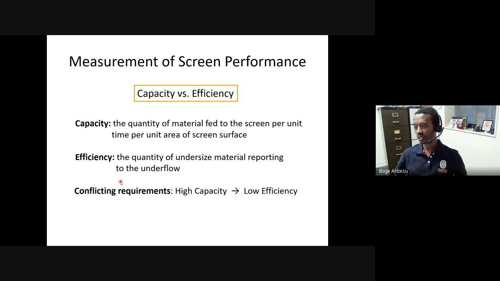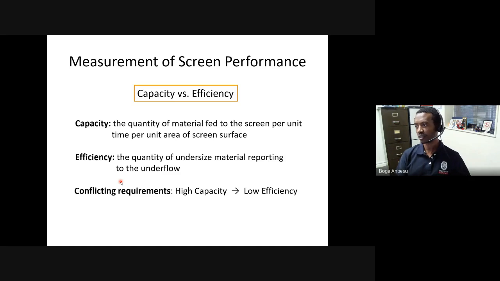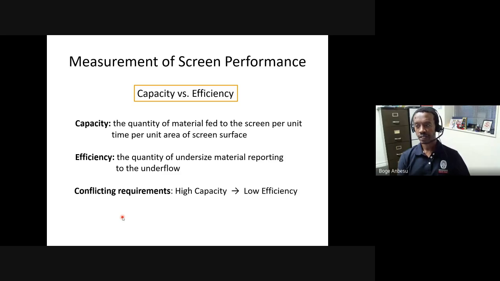Those are obviously competing requirements, but in any case, for any given screening capacity, we also want to improve the efficiency. When I say capacity, it's just the amount of material we screen in a given time on a given surface. But when you say efficiency, there are fine particles in the feed to the screen. Efficiency simply tells you, of the fine materials, what fraction actually went to the fine fraction.